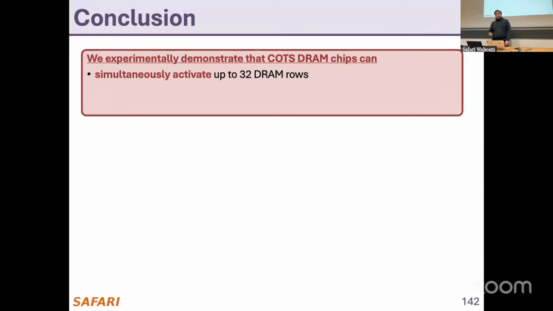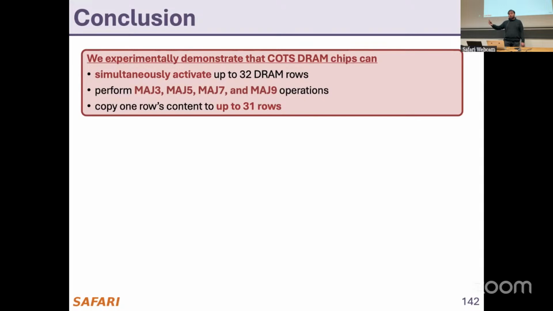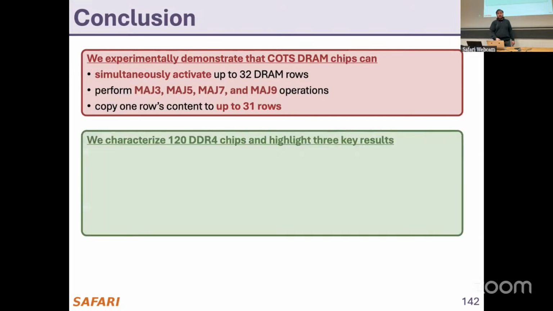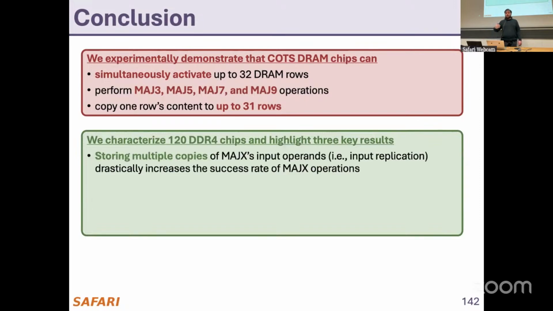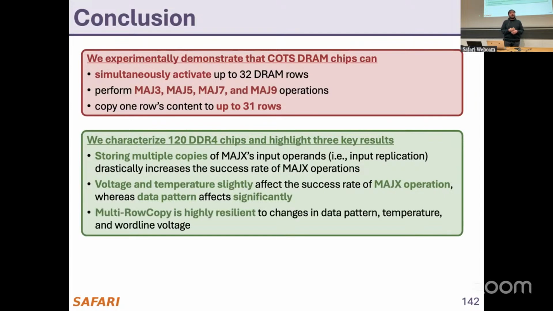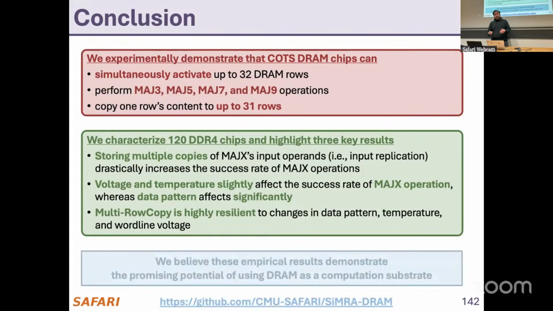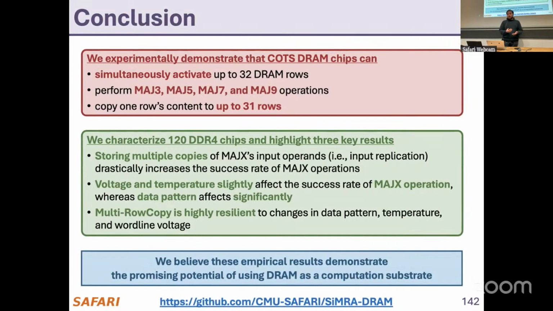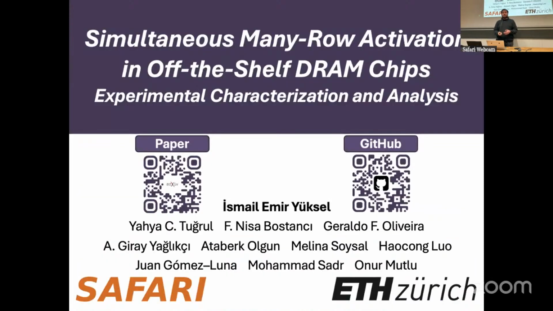The experiments demonstrate that off-the-shelf DRAM chips can simultaneously activate up to 32 DRAM rows. We can perform MAJ3, MAJ5, MAJ7, and MAJ9 operations and copy one row's content to up to 31 other rows. We characterize 120 DDR4 chips, and we observe that storing multiple copies drastically increases the success rate of majority operations. Voltage and temperature slightly affect these operations, whereas data pattern affects them significantly, and multi-row copy is highly resilient to those changes. Again, we hope this shows the promising potential of using DRAM as a computation substrate.